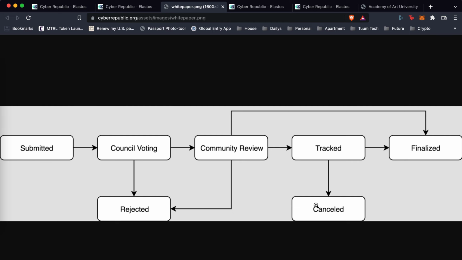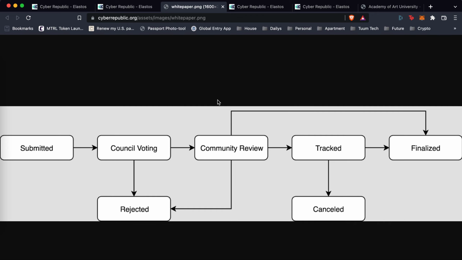This means that a proposal may get through the community review and may get to this point. It may even get approval from the Cyber Republic Council members, but at the end of the day, for one reason or another, maybe the original proposal owner wants to cancel, or something happened. Whatever it is, there may be a multitude of reasons. At this point, the proposal can also get canceled. And because it's canceled, they would not receive the funding.